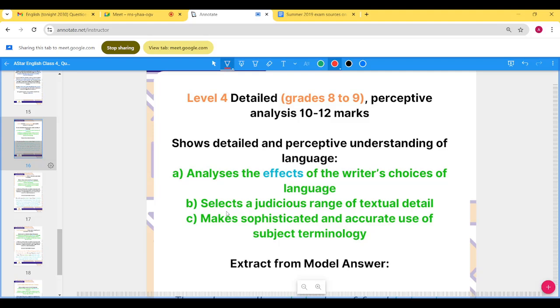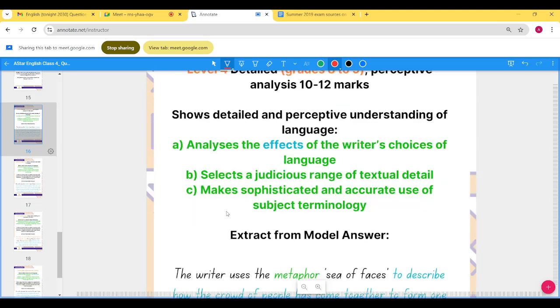So we've got here level 4. This is the top level of the mark scheme. Remember, levels and grades aren't the same thing. Level 4 is sort of grades 8 to 9. This is the top level. I'm not expecting anyone to be up here. If this seems easy to you and you just need a pass, go and take the exam already. But it's good to understand what the examiner is looking for. And at the top level, it's all about analysing the effects of a writer's choice of language, selecting a judicious range of textual details. Being judicious means quoting only what you need and nothing more, making sophisticated and accurate use of subject terminology. So only at the top level do you need really the very sophisticated language techniques and really understanding things which maybe not everyone's going to get.